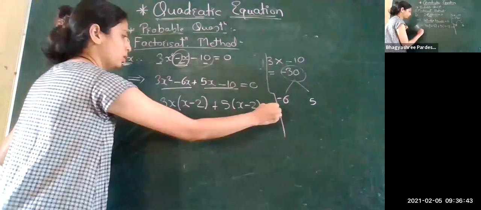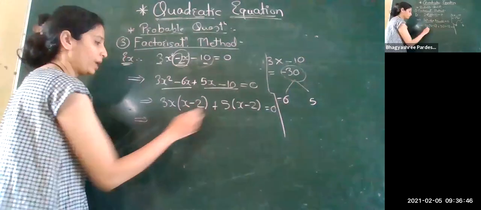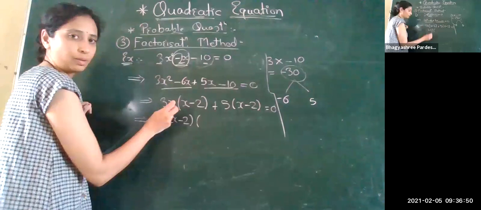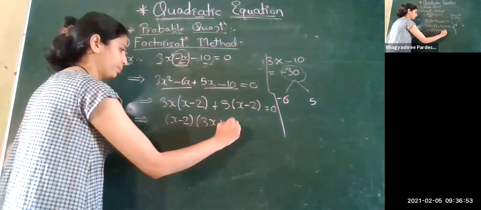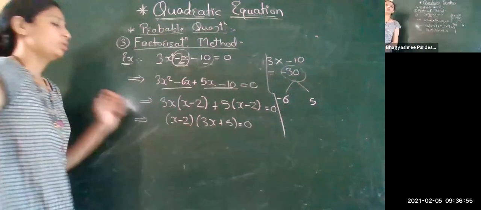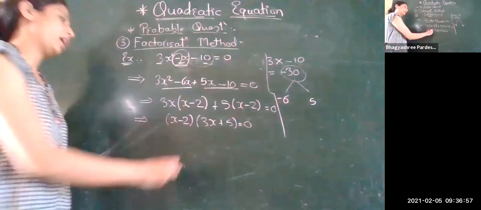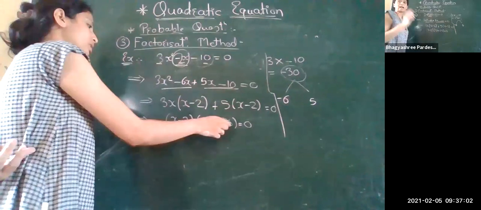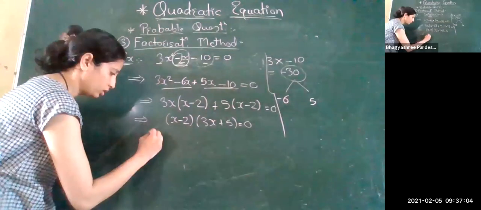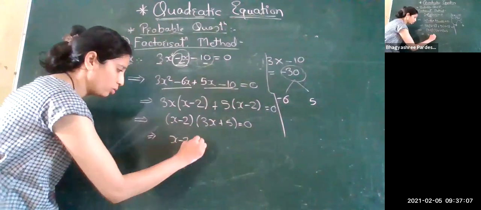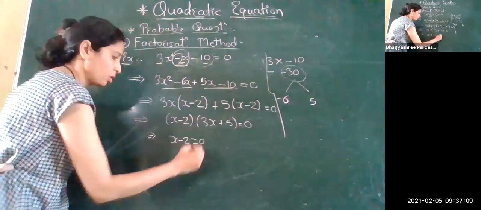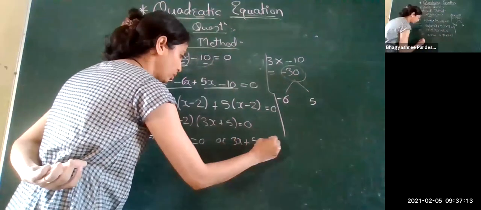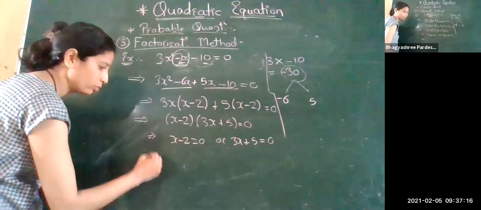So again, this is the common bracket. Write the common bracket once, and whatever the next terms are, write them in the next bracket. So now we have got two brackets, the product of two brackets. Again, you know very well that if the product of two numbers is 0, that means at least one of them is equal to 0. So x minus 2 is equal to 0, or we can say 3x plus 5 is equal to 0. Just solve this with your regular method.